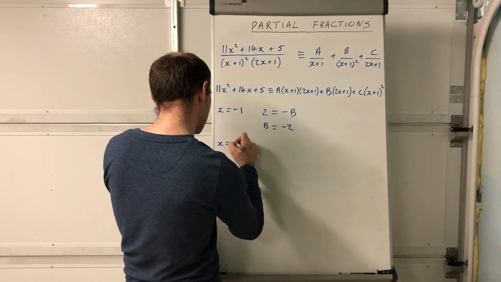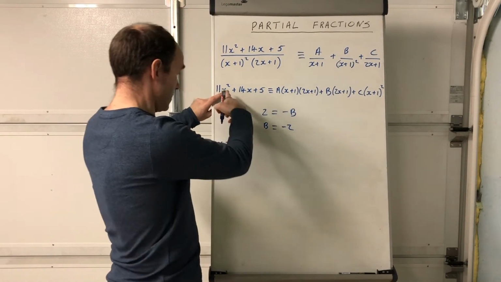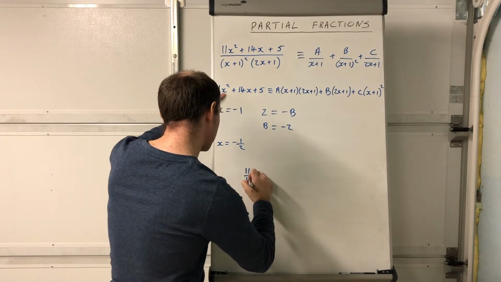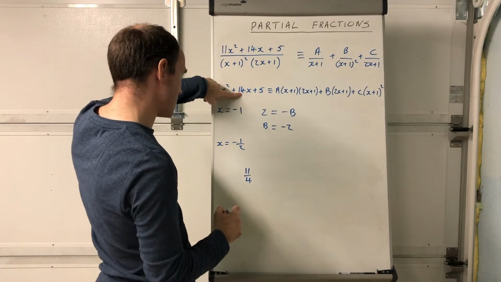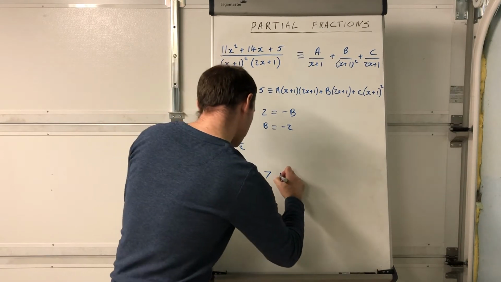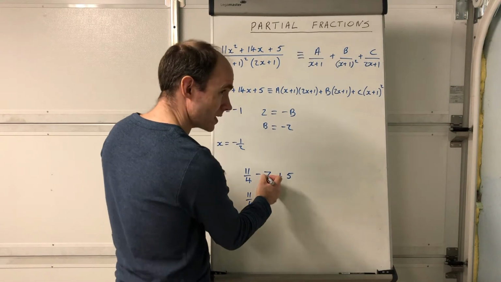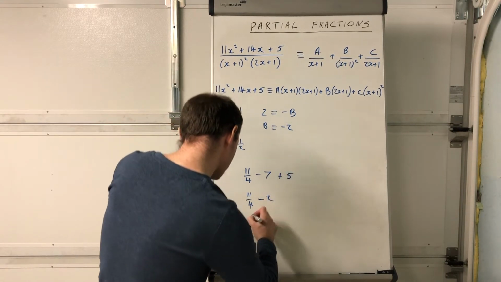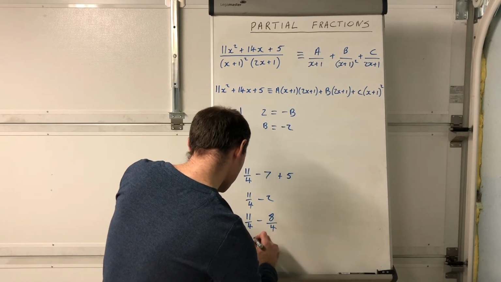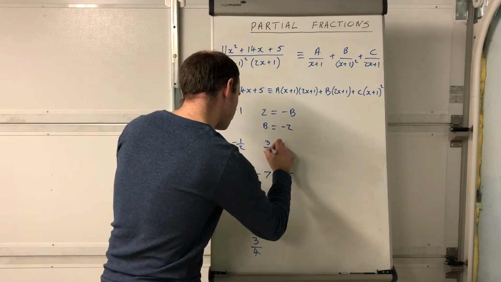So x is equal to -1/2, and on the left hand side, -1/2 squared is 1/4, so 11 quarters. Okay, we'll see how this goes. 14 times -1/2 is going to be -7 plus 5. Okay, let's simplify that. So 11 over 4, -7 plus 5 is -2. And then 11 over 4, subtract 8 over 4, so that's going to be 3 over 4. Right, so the left hand side then, 3 over 4.